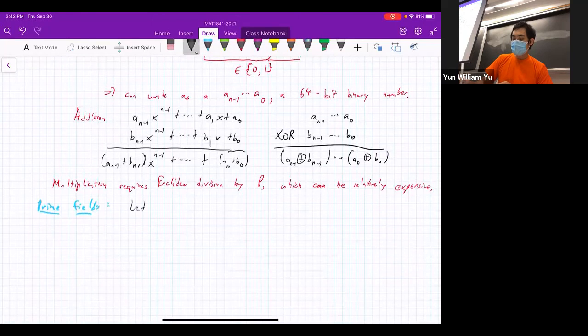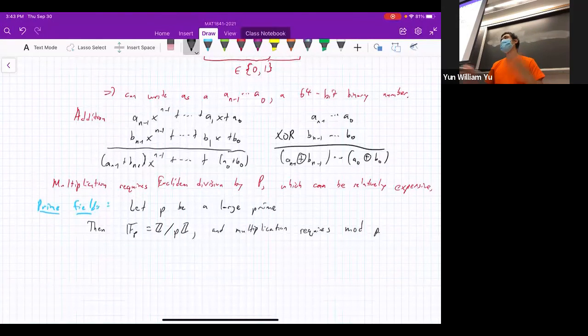Where you let p be a large prime, then life is super easy, because that's just equal to Z mod pZ, and multiplication requires just mod p as an operation. So what are good choices of primes? Ideally, we want something relatively close to 2 to the 64, or some power of 2. And there is a class of primes for which this is true: you can just use the Mersenne primes.